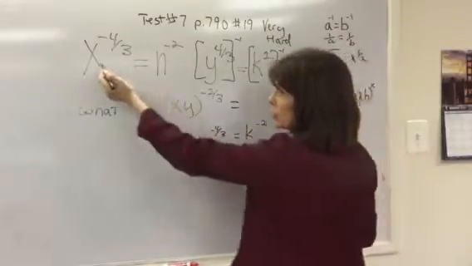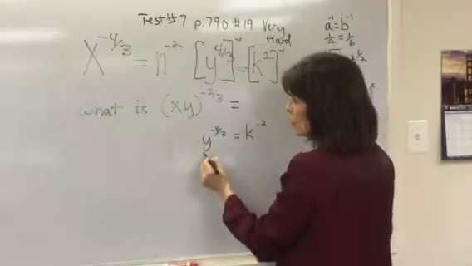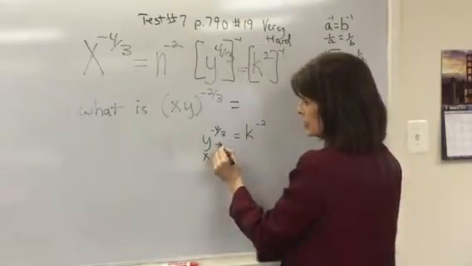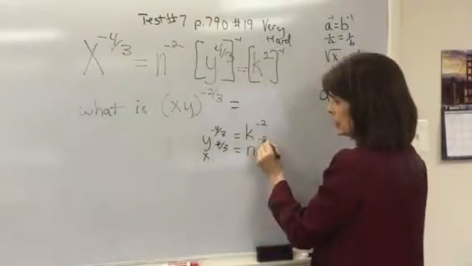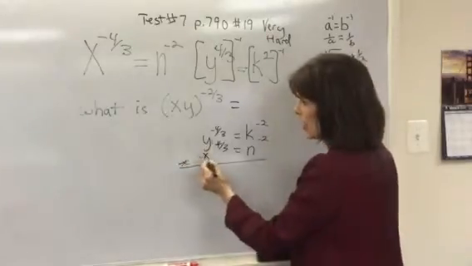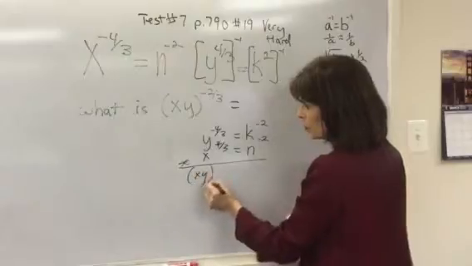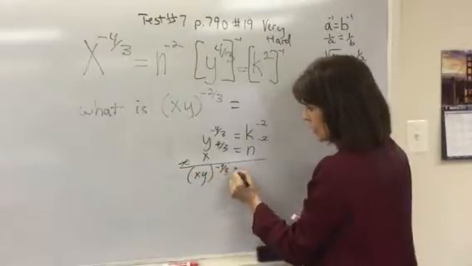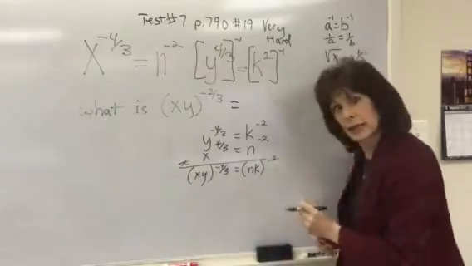Now we're trying to combine the x and the y, as we see here. So if we write x to the -4/3 equals n to the -2nd, we can multiply these two values together and say x times y to the -4/3 equals the quantity nk to the -2nd.